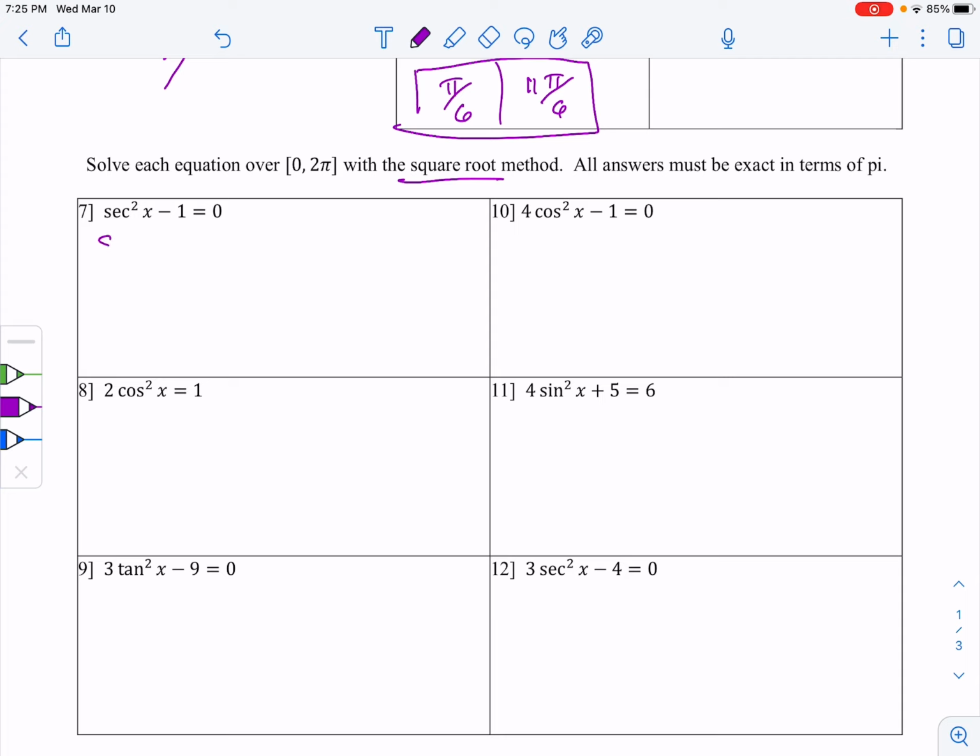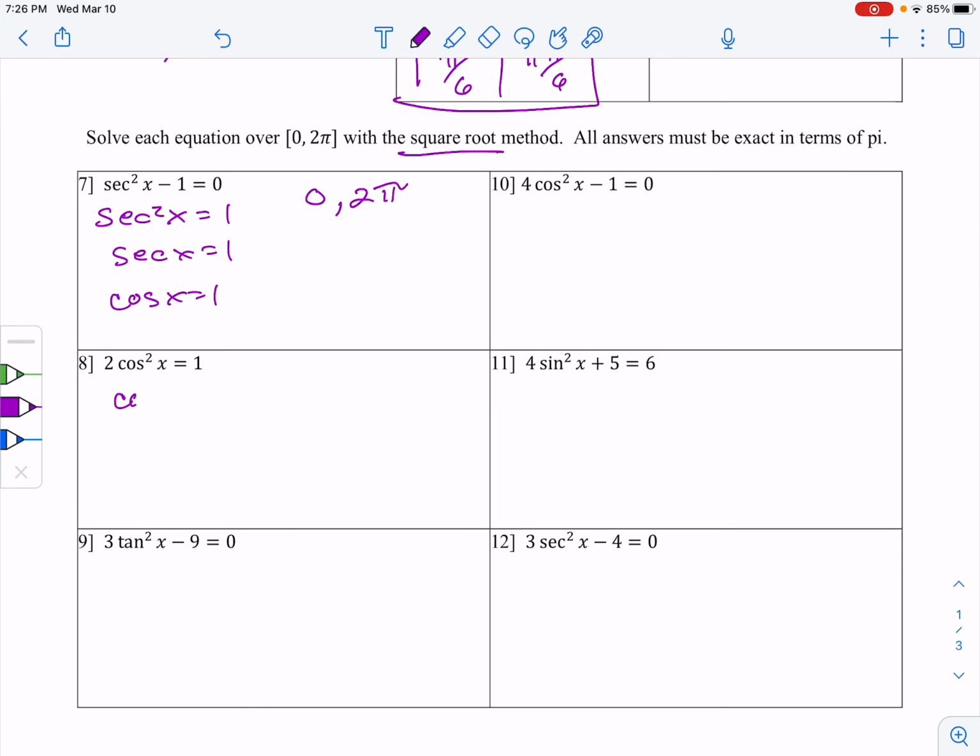I'm going to add the 1 to both sides. Take the square root. That's the same as the cosine is equal to the reciprocal. When's the cosine equal 1? At 0 and 2 pi. You divide by 2 first. You take the square root and you get the cosine of x equals, oh, I'm sorry, I forgot. You have to put a plus or minus in here because you took the square root. So that's when it's positive, and it's negative at pi.